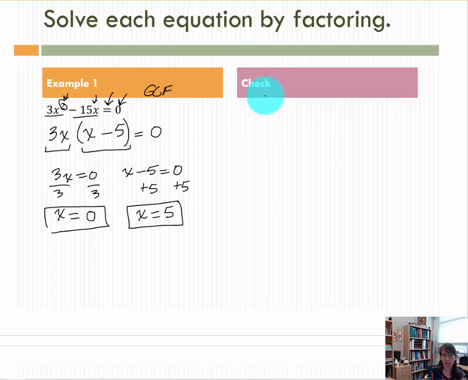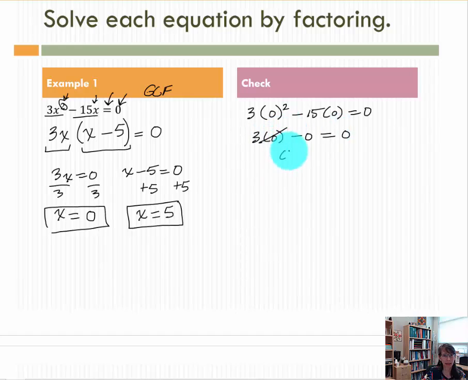So it is a good idea to check these answers. I'll start with 0. So substituting 0 for x, I would have the equation 3 times 0 squared minus 15 times 0 equals 0. So this makes 3 times 0 minus 0 equals 0. And again, 0 minus 0 equals 0. Sure enough, this is true. 0 does equal 0. So that means we would keep the solution x equals 0.